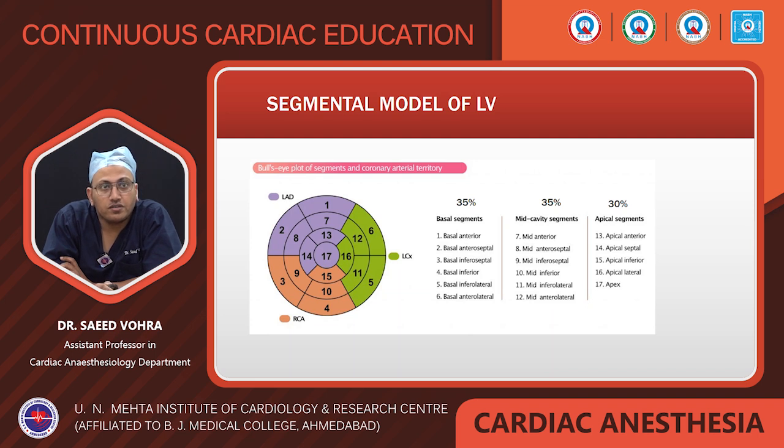Now the innermost are the apical segments, which are 4, going clockwise. It is apical anterior, apical lateral, apical inferior, and apical septal. The centermost is the apical cap, which is the apical myocardium.